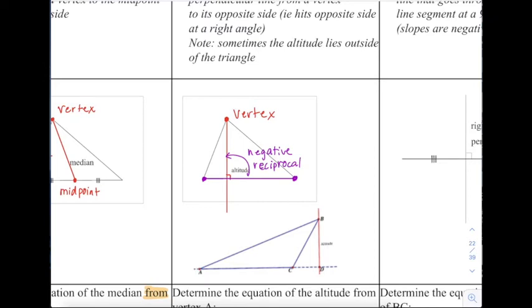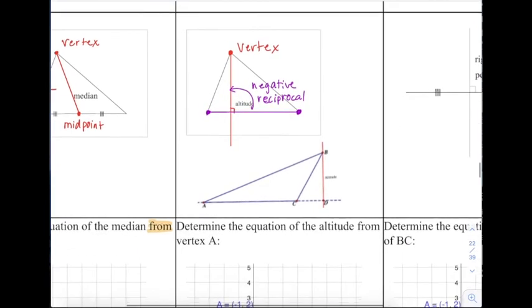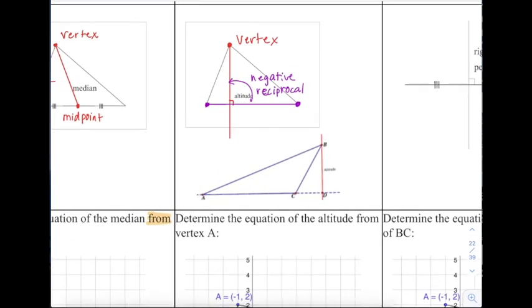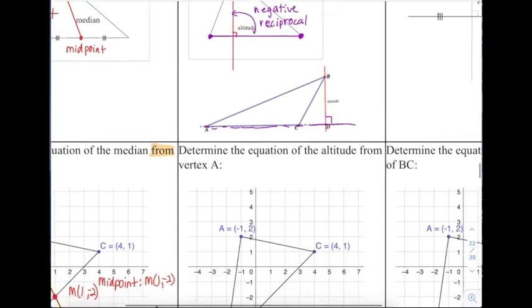All right. So every now and then the altitude exists on the outside of the triangle like this. So basically what I would have to do is extend AC so that the altitude is perpendicular. I wouldn't stress out about this. I'll try to keep them within the triangle, but you just need to know that sometimes the altitude exists on the outside. That's not the case here.